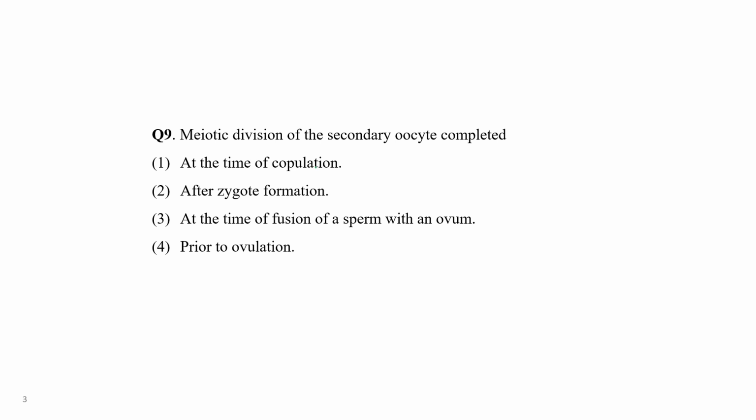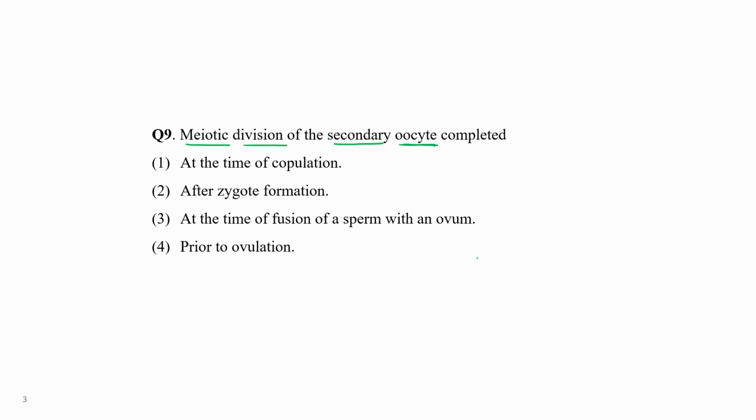Next, meiotic division of the secondary oocyte. Meiotic division occurs in the oocyte also, right? Primary and secondary. The first polar body and second polar body are released, right? So this question is related to that topic. Meiotic division of the secondary oocyte is completed at the time of copulation, after zygote formation, at the time of fusion of sperm with an ovum, or prior to ovulation.